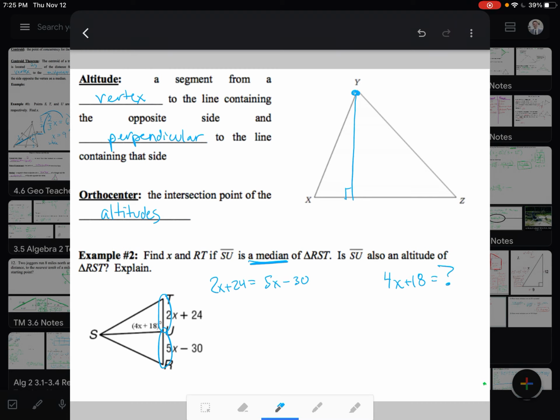Does it equal 90? Well, the only way that we're going to know is first solve for x here, plug x in, and if the angle equals 90, then yes, we're going to see that it's an altitude. If it doesn't equal 90, then no, it won't be an altitude. So that is your job right now.